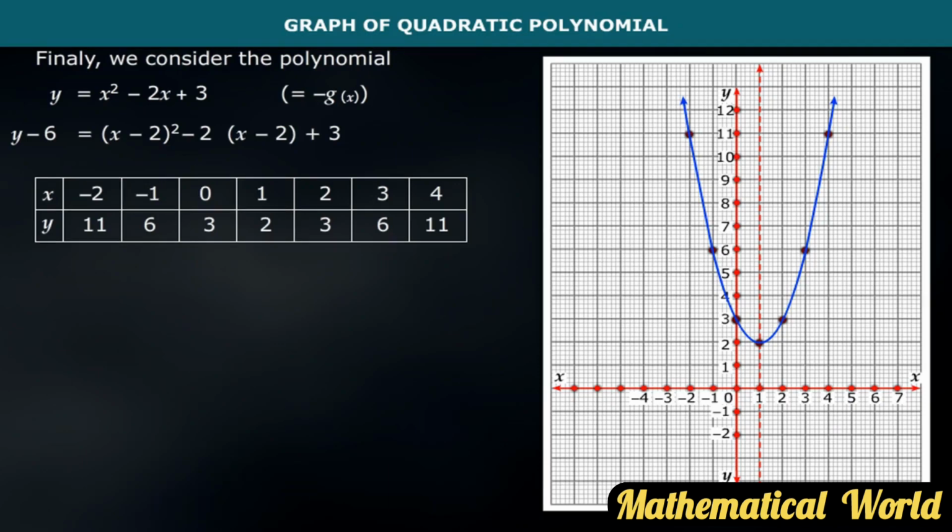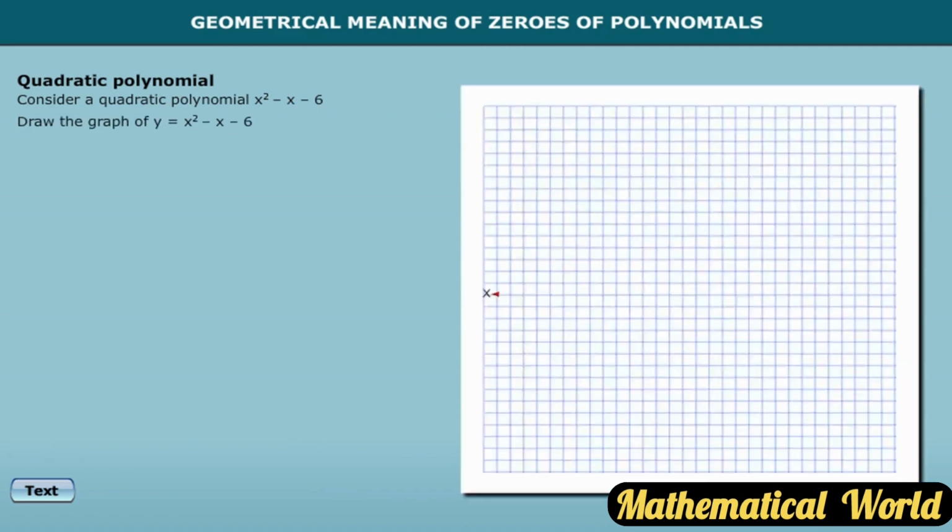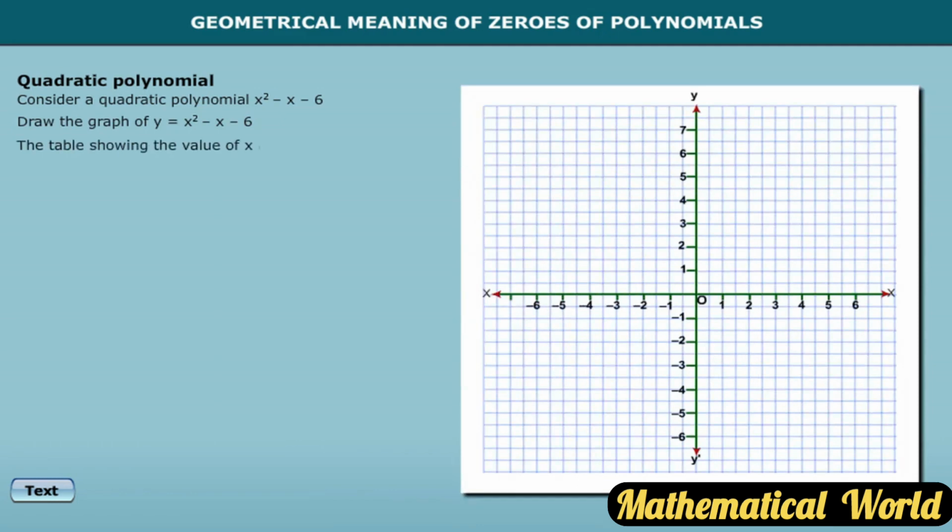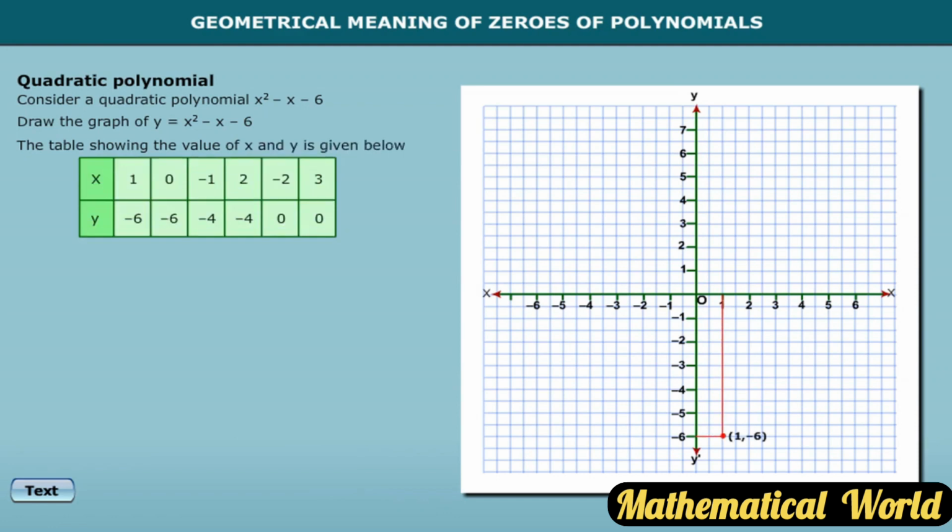Here we will understand the geometrical meaning of zeros of a quadratic polynomial. Consider a quadratic polynomial x square minus x minus 6. We draw a graph of y equal to x square minus x minus 6. The table showing the values of y corresponding to the values of x has been given below. First we plot the point (1, minus 6). Similarly, we plot points (0, minus 6), (minus 1, minus 4), (2, minus 4), (minus 2, 0) and (3, 0).